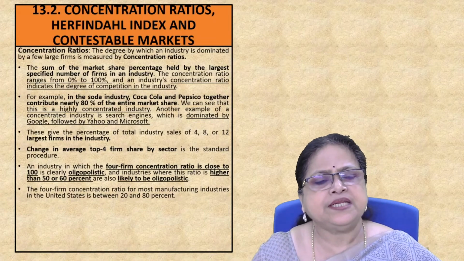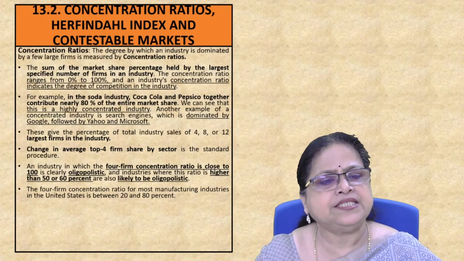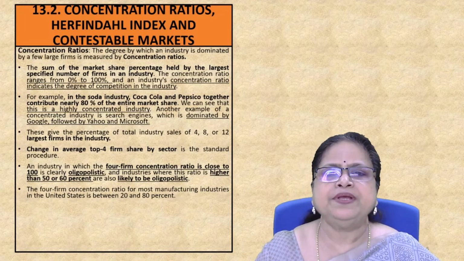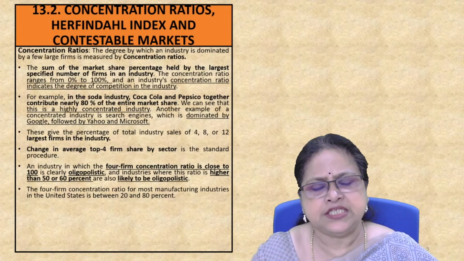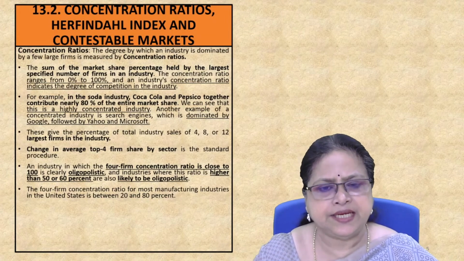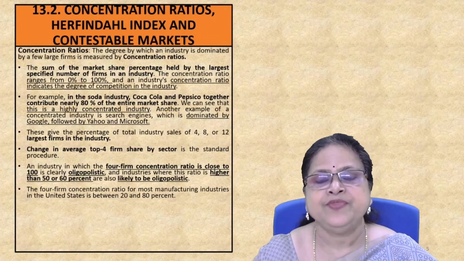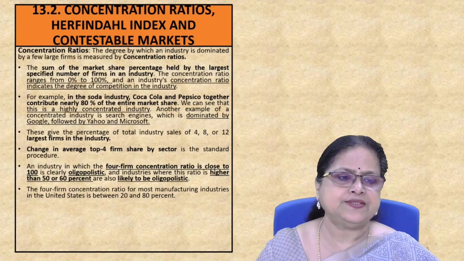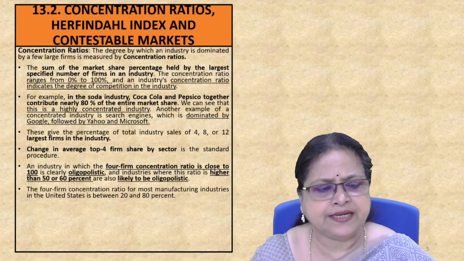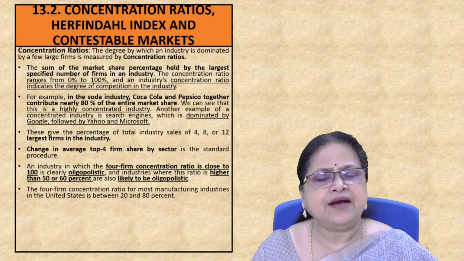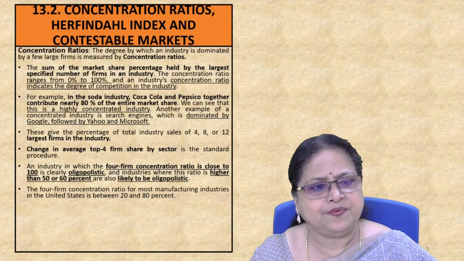These give the percentage of total industry sales of the 4, 8 or 12 largest firms in the industry. So the method is you have to take the largest four firms, or the largest eight firms, or the largest 12 firms in an industry. Usually the top four firms are taken into account. The average top four firm share by sector is the standard procedure.